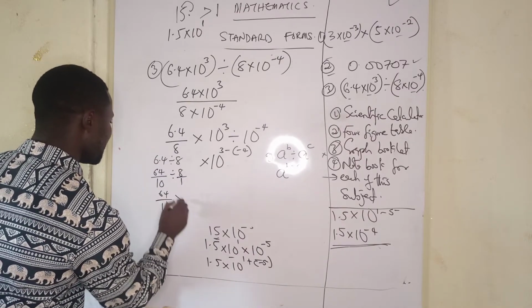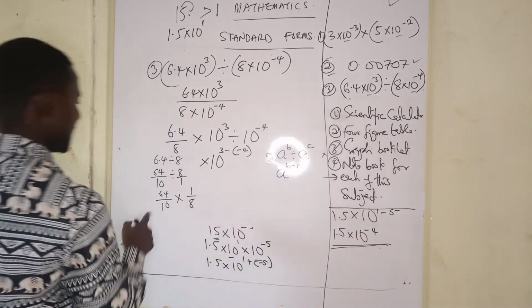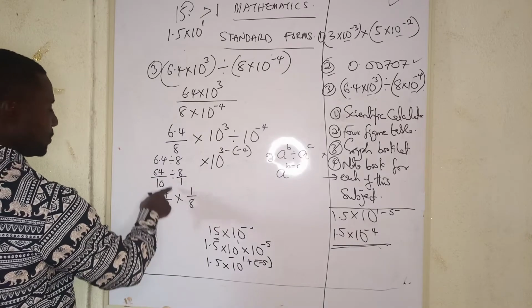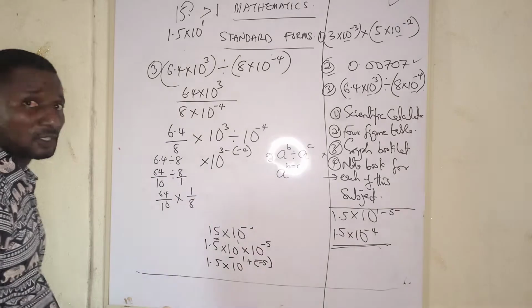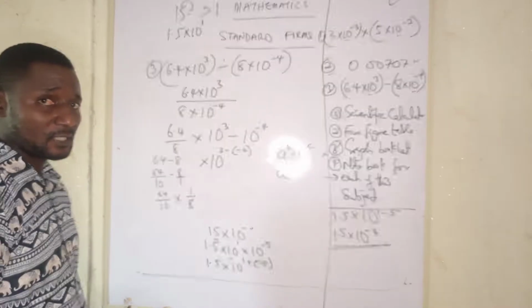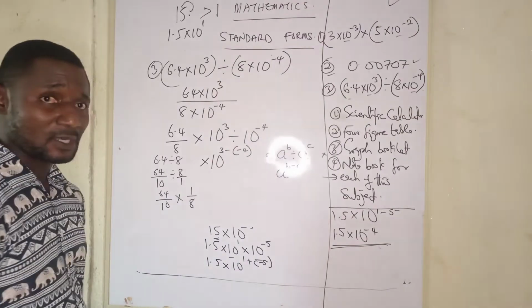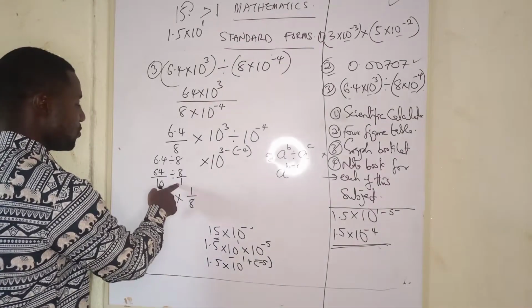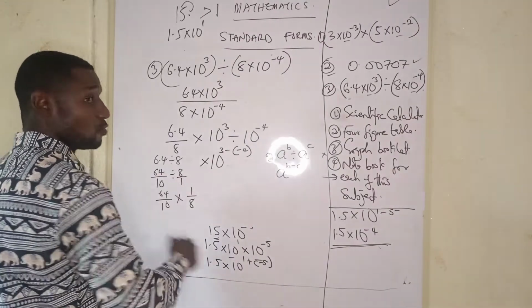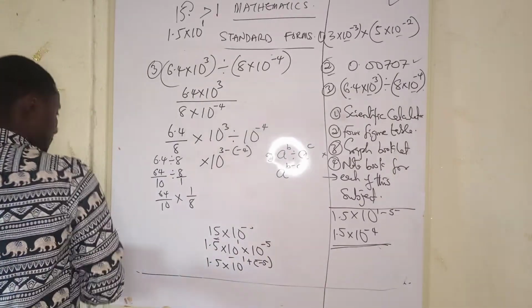64 over 10 times 1 over what? 8. What we are doing here is that we are converting your division to multiplication, because in mathematics, you can't solve with division directly, especially when you're having fractions. So you have to convert that division to multiplication. And in doing that, the numerator and denominator have to interchange each other. Okay?